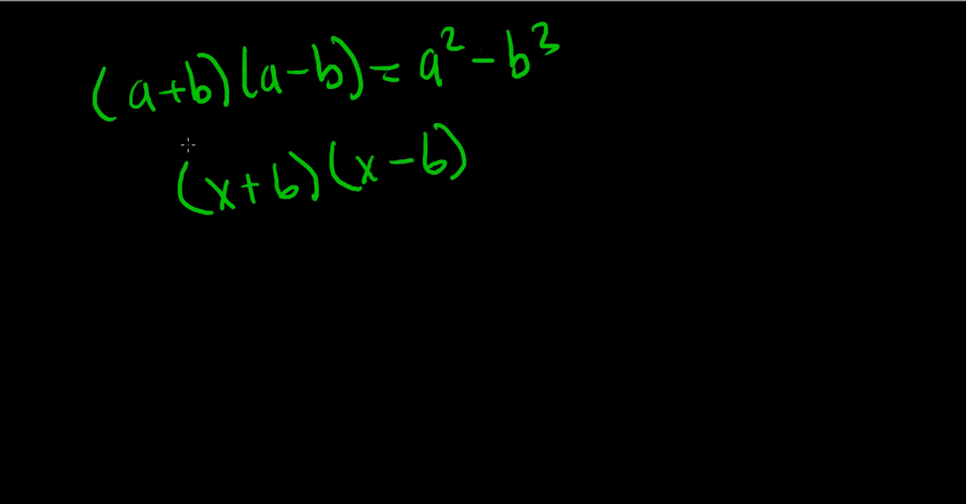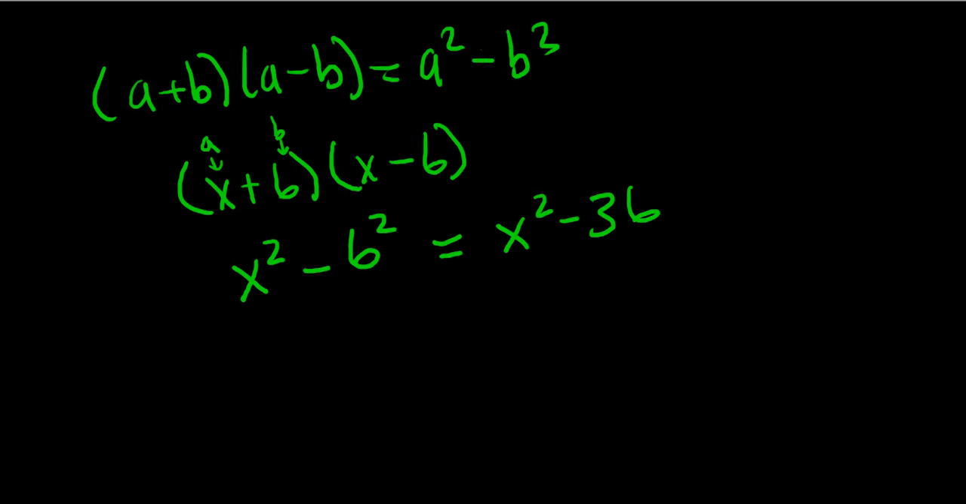For this, you do not need to use FOIL. What you want to do is use the formula above, a squared minus b squared. So a would be x and b would be 6. So basically we do x squared minus 6 squared. So we would end up with x squared minus 36. It's a quicker and faster way to solve a difference of two squares.